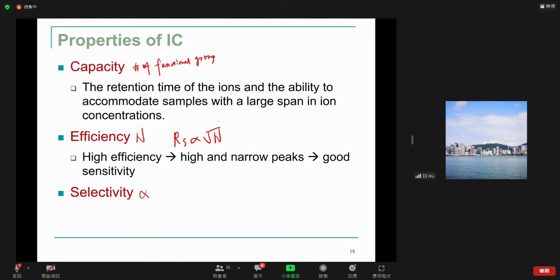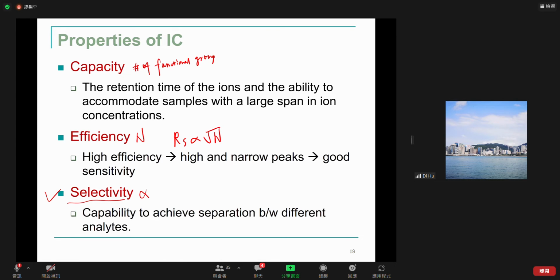And selectivity is also what we try to achieve. Selectivity shows the relative affinity of the stationary phase to different ions. There are different parameters that can influence selectivity, including those of the analyte ion, the mobile phase, the competing ion, and also the stationary phase. We need to aim for enough selectivity to achieve separation between different analytes.